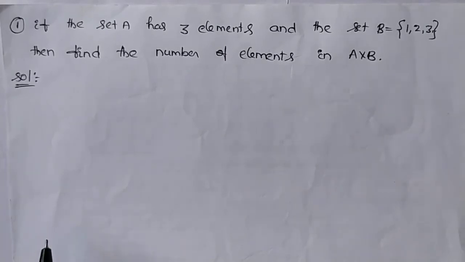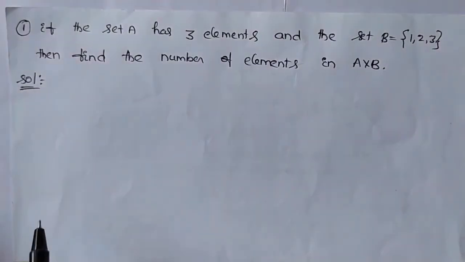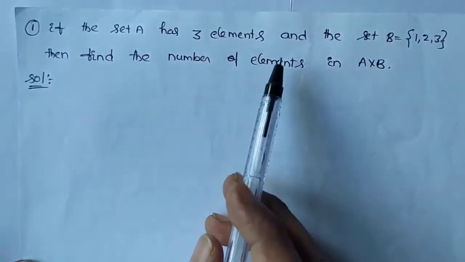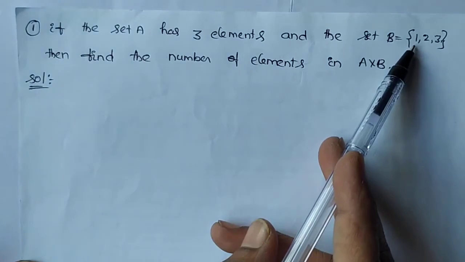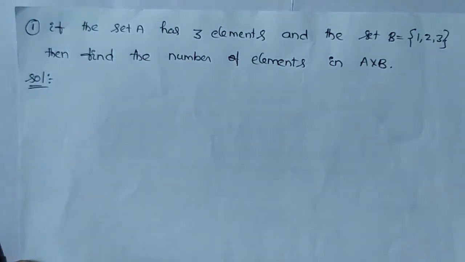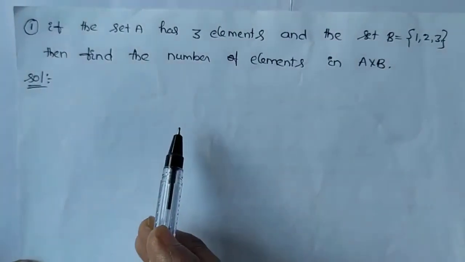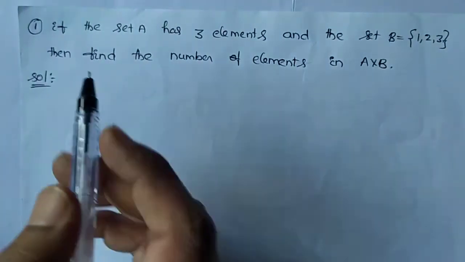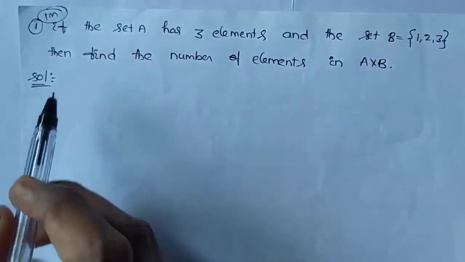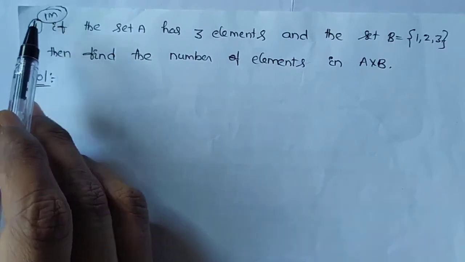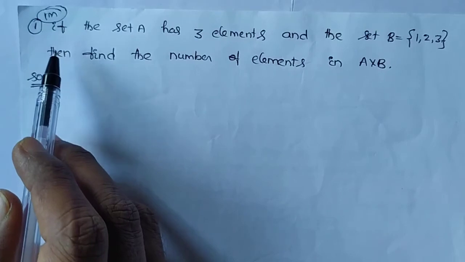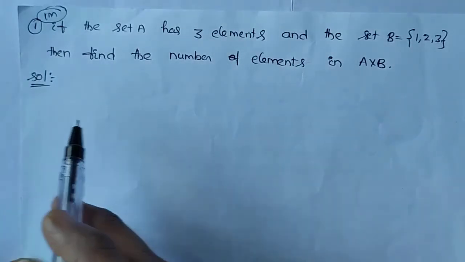Here we have the first problem. If the set A has 3 elements and the set B is {1, 2, 3}, then find the number of elements in A cross B. It is a question important for 1 mark. Many times this question appeared in your annual examination.